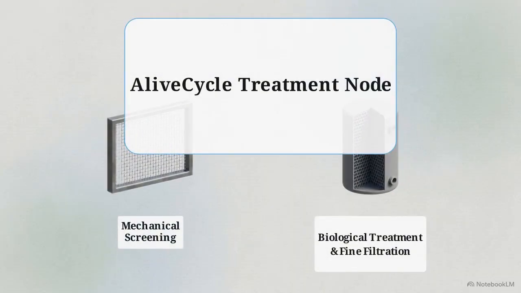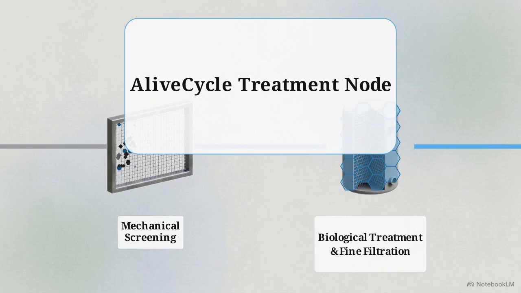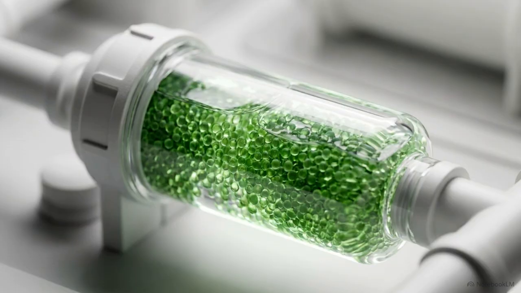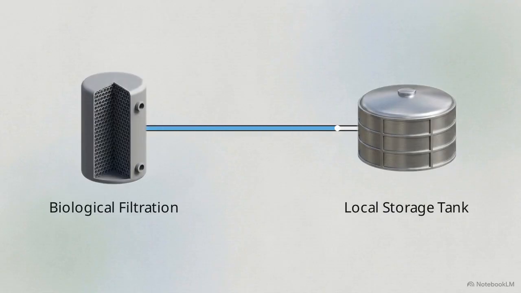The first phase requires pretreatment and mechanical screening to remove large physical particles from the water flow. In the second phase, the screened water passes through a biological treatment and fine filtration system for deeper chemical purification. Because the input is strictly low-contamination greywater, this biological treatment operates with high efficiency and requires a minimal physical footprint. The purified treated water is then routed directly into dedicated local storage tanks.